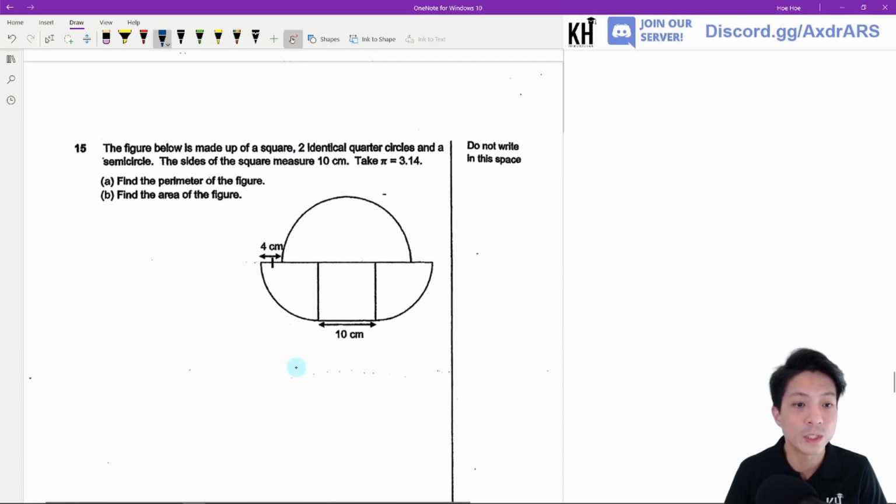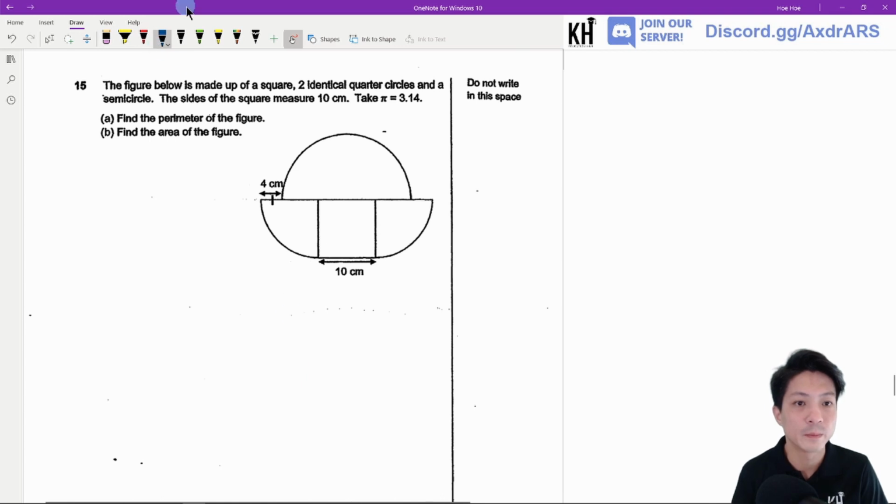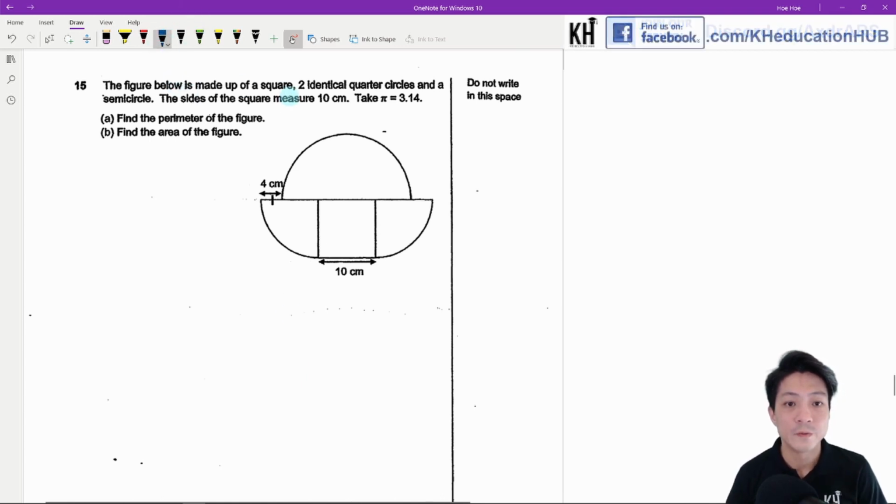Let's move on to question 15. The figure below is made up of a square, two identical quarter circles, and a semicircle. The sides of the square measure 10 cm, take pi to be 3.14. Find the perimeter of the figure and find the area of the figure.